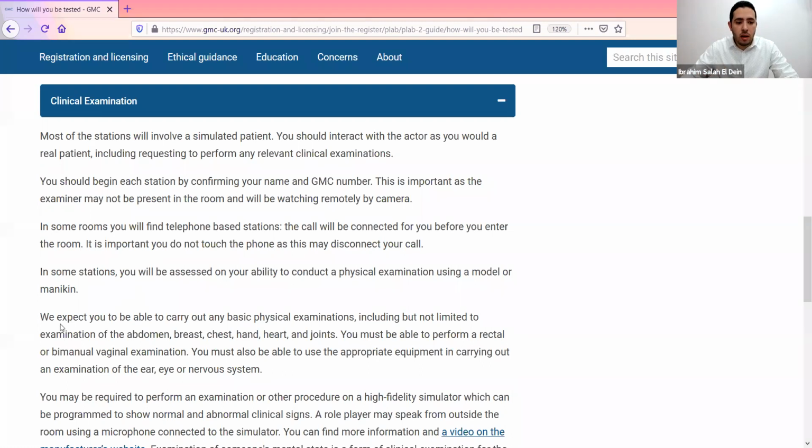So in some stations, you will be assessed on your ability to conduct a physical examination using a model or mannequin, because we have examination stations. Okay, we have some procedures. So the whole station will be about the procedure, but you will answer like 2 questions, or you will take some data gathering, you will take a small history, but the station is all about the procedure itself.